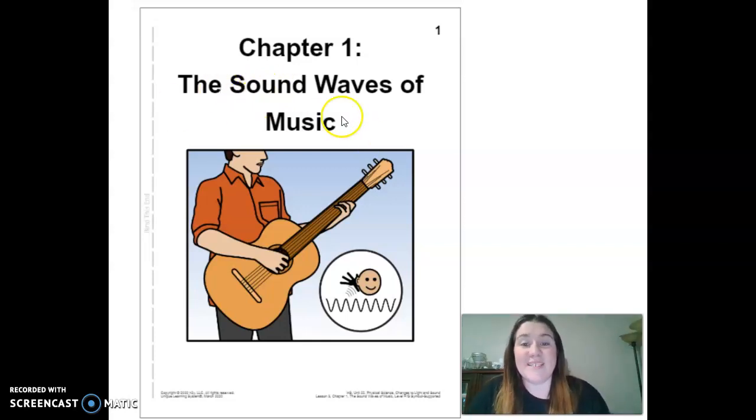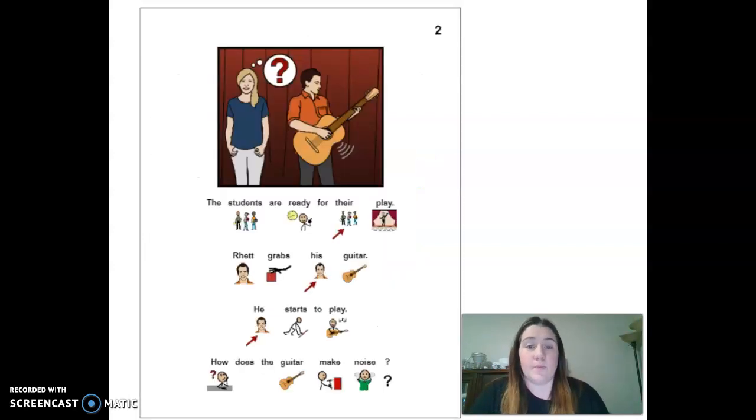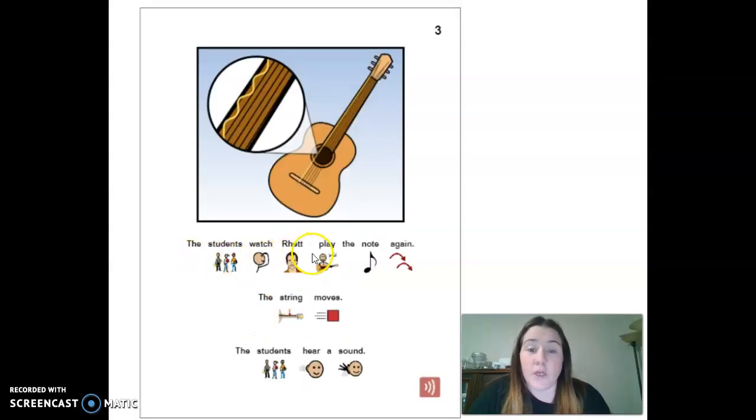Chapter 1, the sound waves of music. The students are ready for their play. Rhett grabs his guitar. He starts to play. How does the guitar make noise? The students watch Rhett play the note again. The string moves. The students hear a sound.